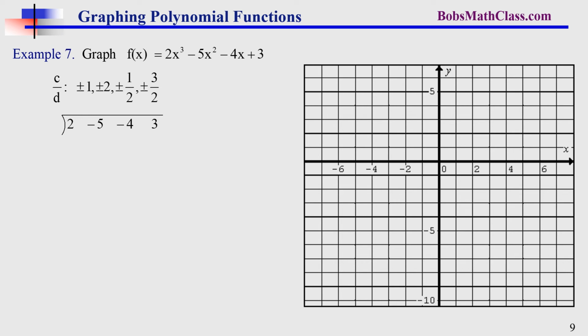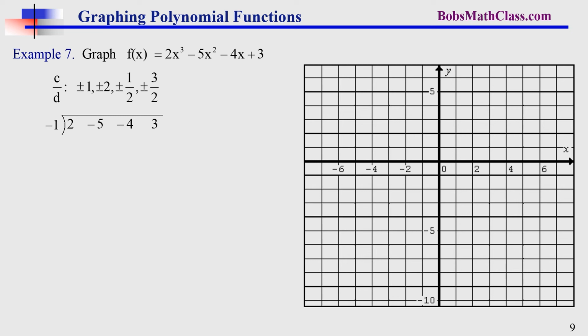Like on the Casio, you might hit menu, and then the equation feature, and then hit the polynomial, degree 3, put in your numbers. And it'll give you the solutions. It'll give you 3, 1/2, and negative 1. So I already know what our intercepts are. Those are our intercepts.